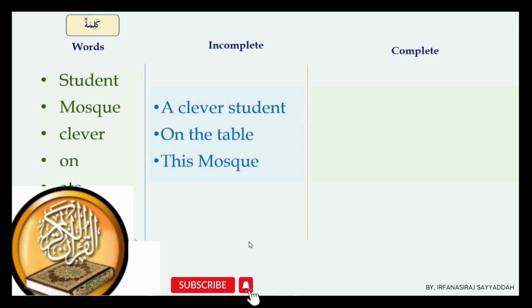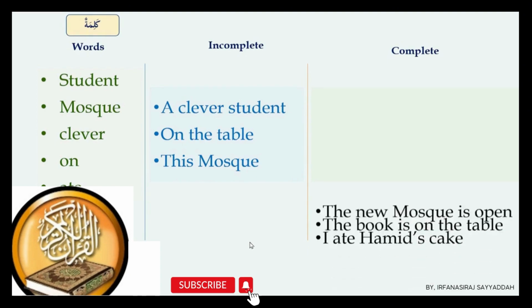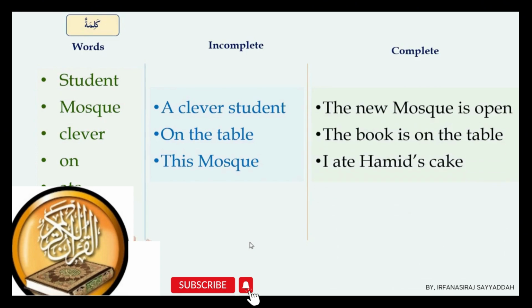And then we have complete meaning, in the sense that when I say the new mosque is open, it's clear, it's a sentence. The book is on the table. Now you know what's on the table. I ate Hamid's cake. Who ate his cake? I ate Hamid's cake. So here you have clear meaning.